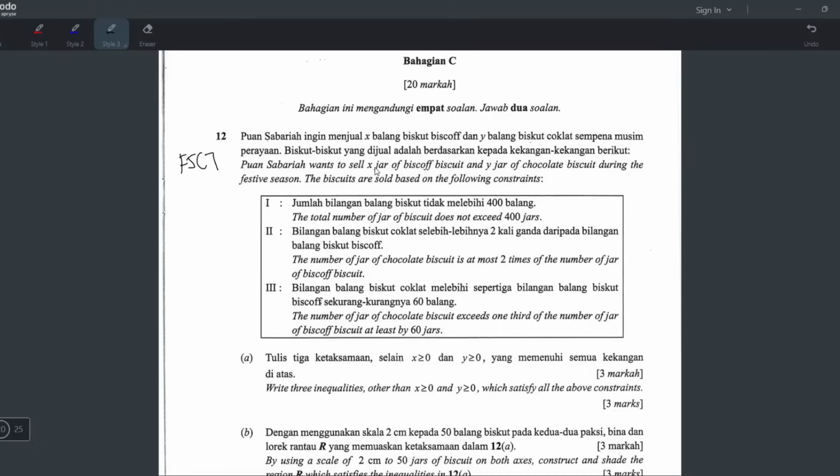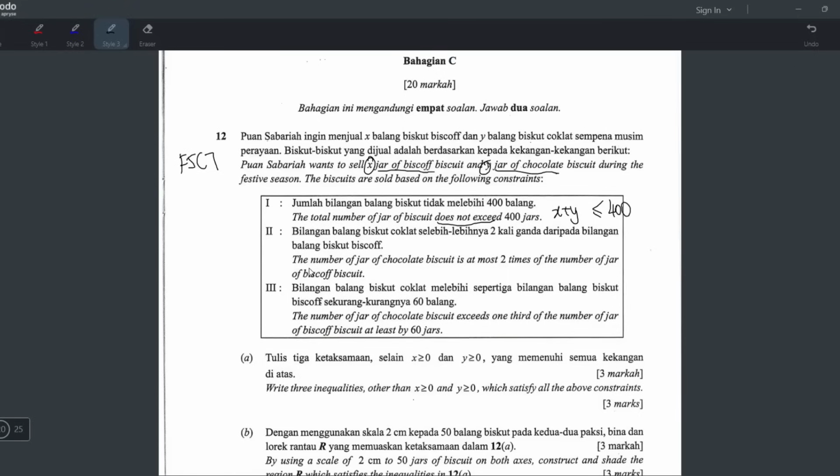Puan Sabaria wants to sell x jar of Biscoff biscuit. So the x represents jar of Biscoff, and then y represents jar of chocolate. During the festive season, the biscuits are sold based on the following constraints 1, 2, 3. And then A, write 3 inequalities other than x bigger than or equal to 0, y bigger than or equal to 0, which satisfy all the above constraints. Okay, so we can write our inequality from here lah. We already know what the x and y represent, right? It's the jar of Biscoff and jar of chocolate. So the total number of jar of biscuit does not exceed 400 jar. Does not exceed means smaller than or equal to, and the total number will be x plus y, smaller than or equal to 400. That's your first inequality.